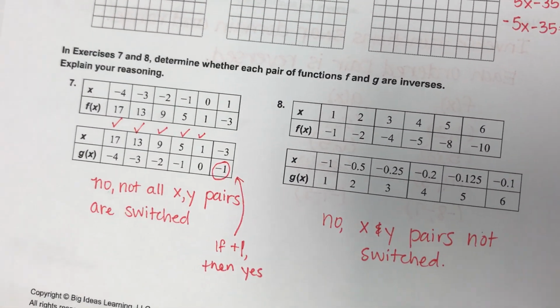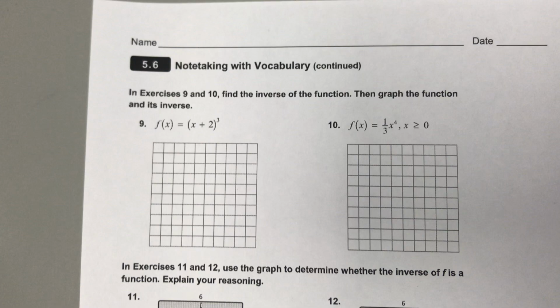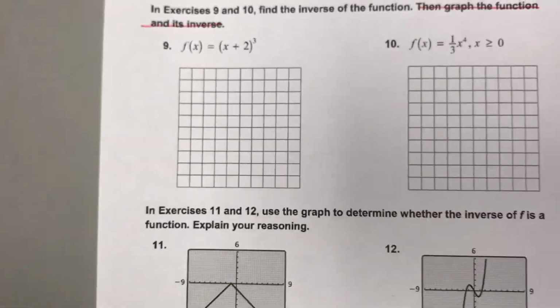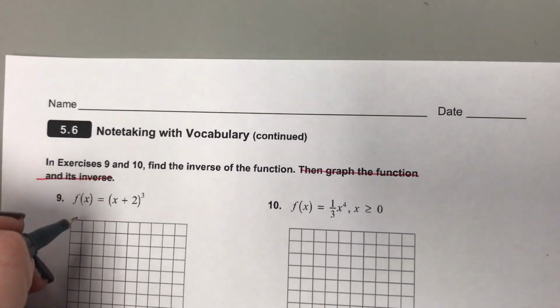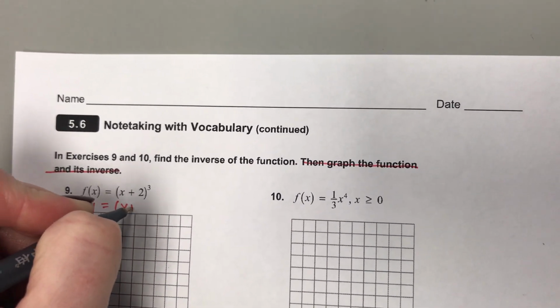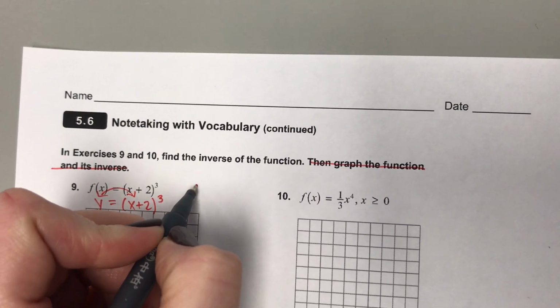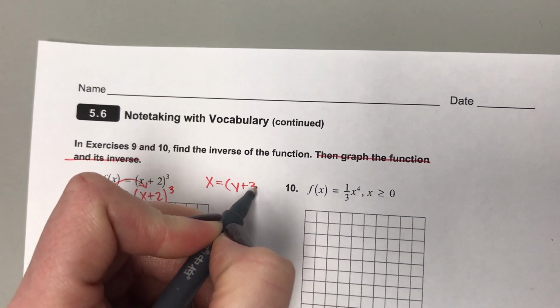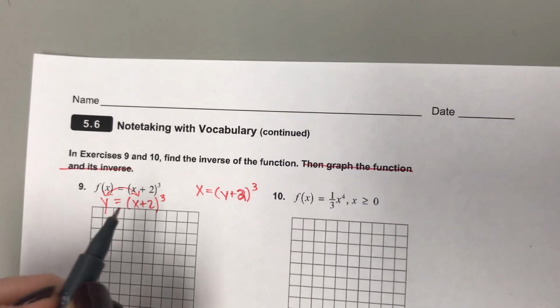All right, cool. So next page, we're going to do some more find the inverse of the function. And again, we're not going to graph. Hold on, let me just cross this out really quick. Okay, so if I want to switch these, y equals x plus 2 to the third, I'm going to swap out x and y. So x equals y plus 2 to the third, there we go.